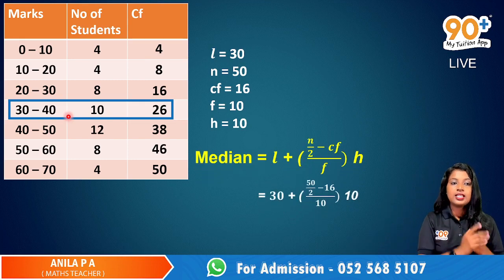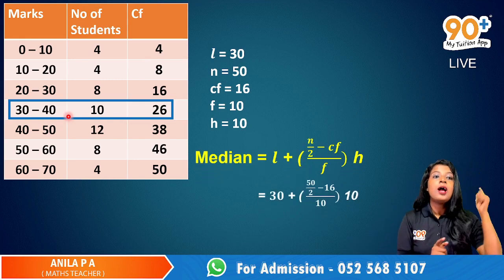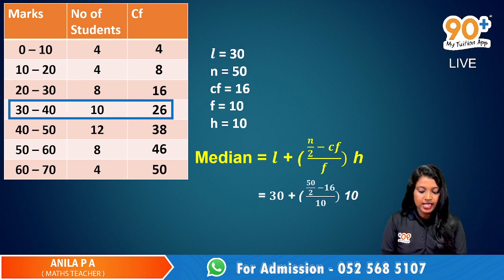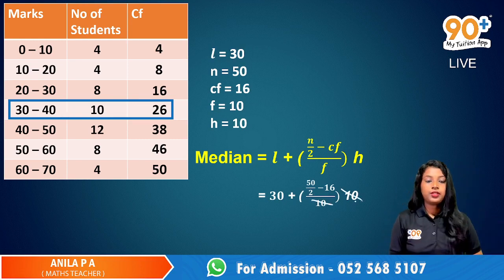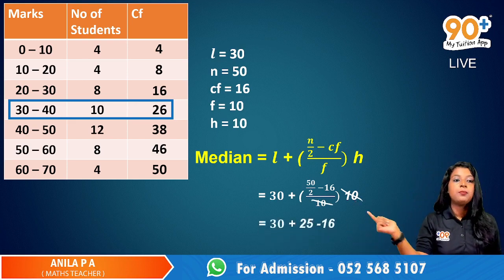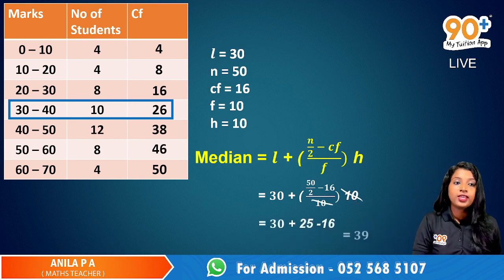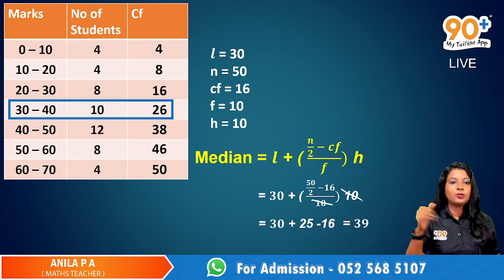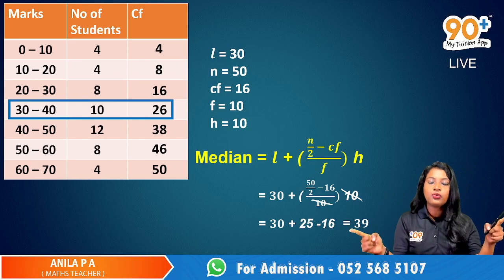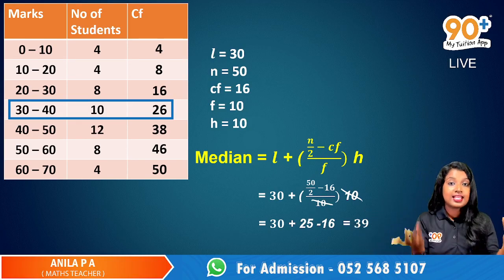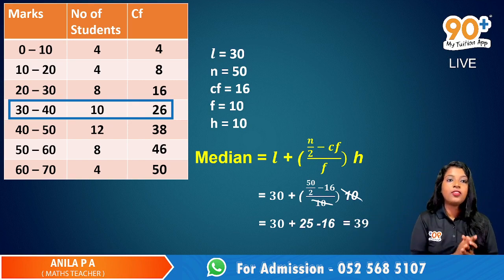So L is 30. So 30 plus (50 by 2 minus 16) by 10 into 10. Now you can cancel this 10 and this 10. Now 50 by 2 is 25. So 30 plus 25 minus 16. When you do this calculation correctly, you get 39. So 39 lies in the interval 30 to 40. So that is why we call that class the median class. So we got the median.